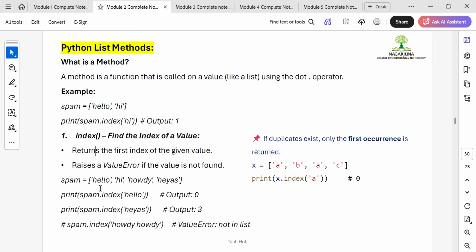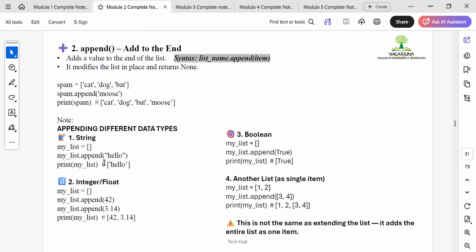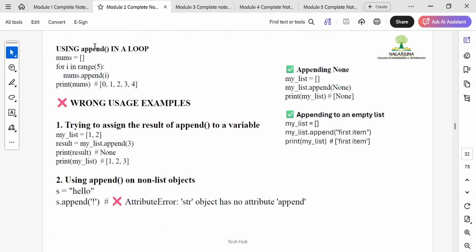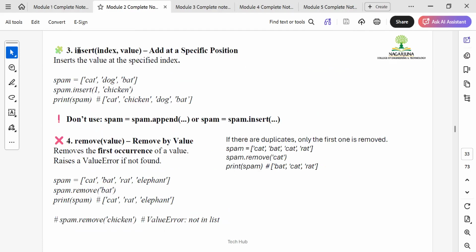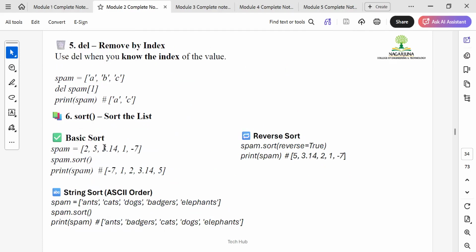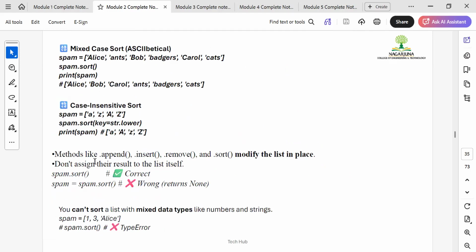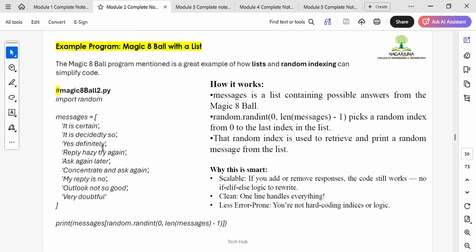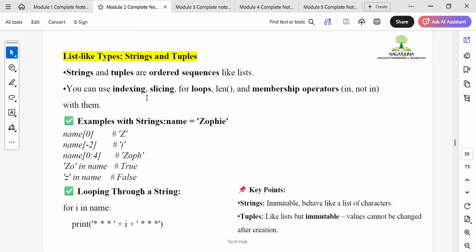Write the definition. Write the syntax. Write the example. Write the expected output. This is the pattern you have to follow. Append method. Okay, and appending with different data types is also given. Then when it is wrong, when it is correct, the uses of those methods. Then insert method, remove, del method. Okay, so these are the methods. Please prepare this. Maybe they will ask the question, write a direct magic 8-ball program using list. So this is a simple program you have to write, and you have to write its output. So please prepare properly. Okay.